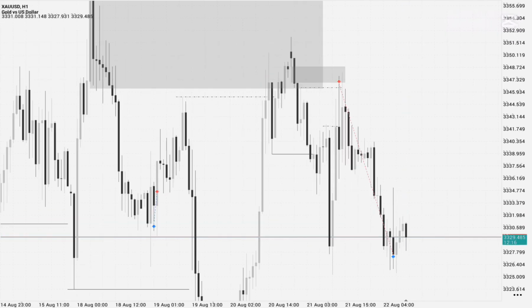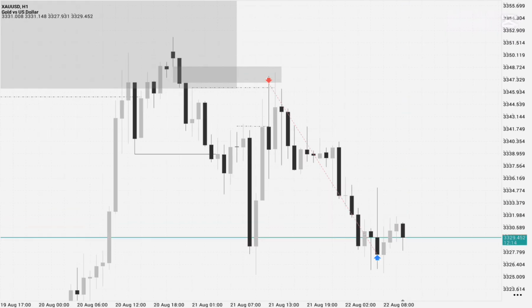I actually did this trade yesterday, and I woke up this morning to see that it had already hit my TP. So you can see how easy it was. You don't need to make it complex.